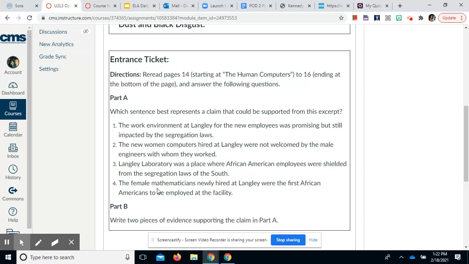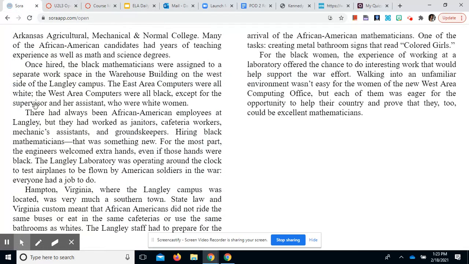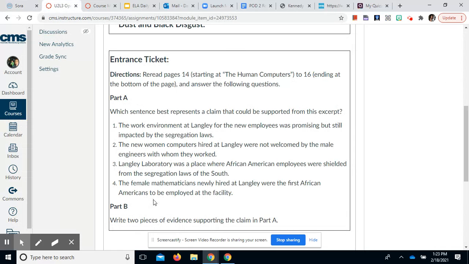Female mathematicians were the first African Americans to be employed at the facility. Right here, it says there had always been African American employees at Langley, but they had worked as janitors, cafeteria workers, mechanics assistants, and groundskeepers. So we have eliminated the fourth one, which means number 1, the work environment at Langley for the new employees was promising but still impacted by the segregation laws. That one is the correct claim made in the excerpt.